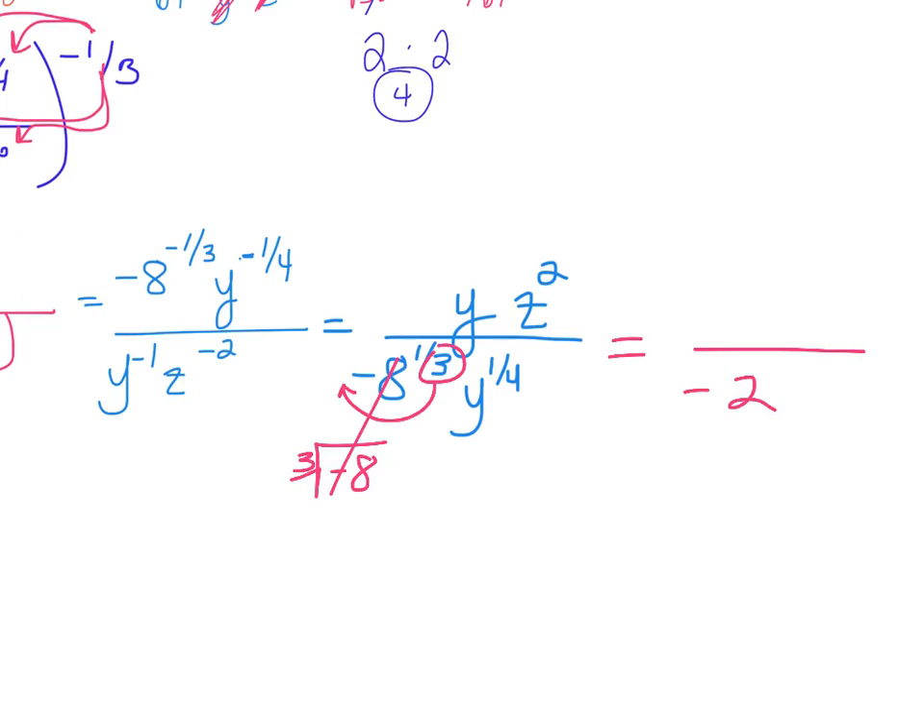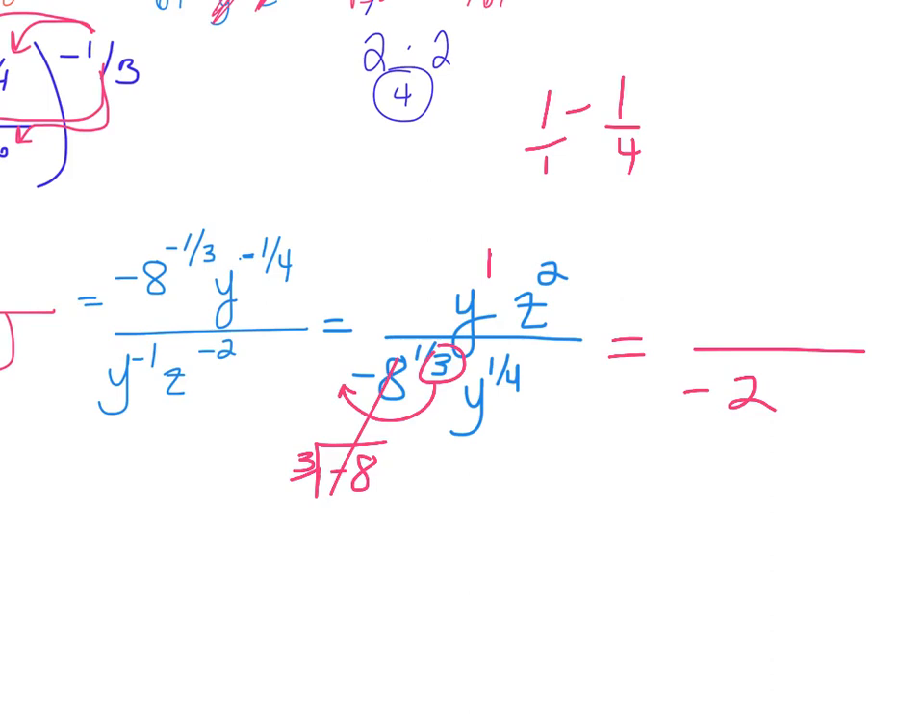And then what do you notice with the y's? They don't both have 1/4, but do I have a y on top and a y on the bottom? Yeah. What is the exponent on this y? 1, right? When you have the same bases and you're dividing, what do you do to the exponents? Subtract.